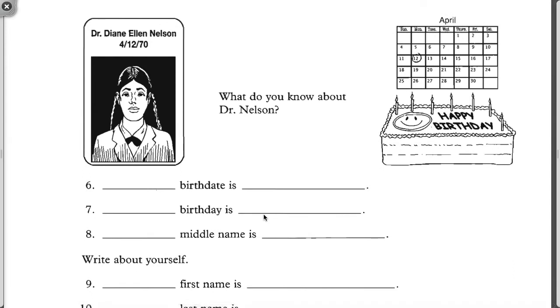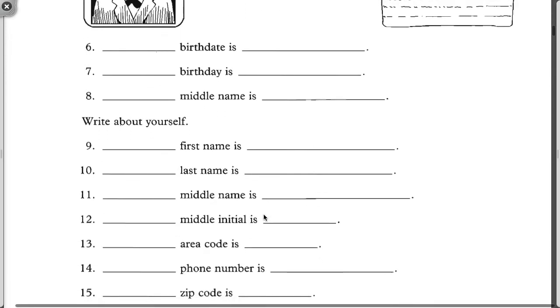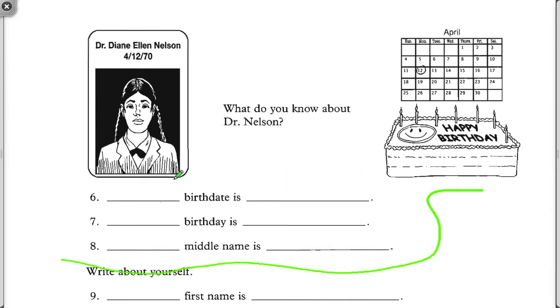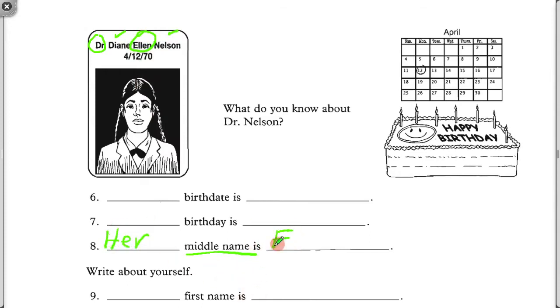What do you know about Dr. Nelson? Well, here we go. Dr. Nelson. Numbers 6, 7, and 8. We're going to use the birth date. We're going to use his calendar. The middle name is here. What's the middle name? She's a doctor. First name, middle name, last name. So her middle name is Ellen. What's her birth date and birthday?